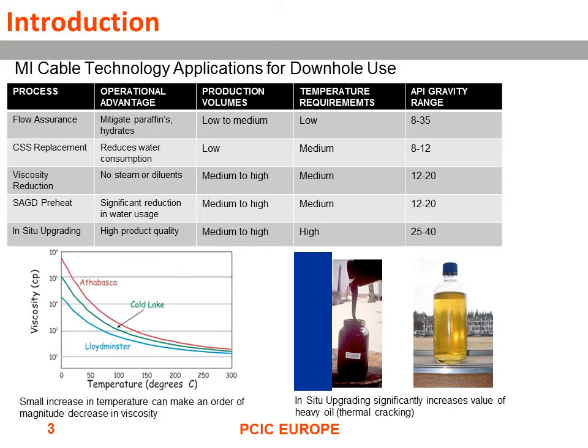You can see on the chart in the lower left-hand corner how sensitive the viscosity is to temperature. Even increasing the temperature by 100 degrees C, you can reduce the viscosity by orders of magnitude. This is a logarithmic scale, and you can see that reducing it down to, say, 10 to the 2 centipoise is enough to start producing in a very good way. On the lower right side of this slide, you can see the initial oil in the left picture, and then when you go through the in situ upgrading, you can see the clear high API oil on the right.